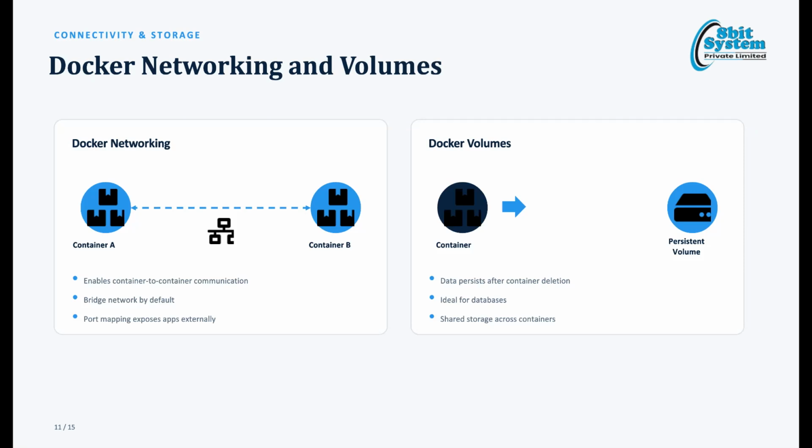Let's talk about two more important ideas: networking and volumes. By default, each container is isolated and can't talk to others. Docker networking, usually through something called a bridge network, allows containers to communicate with each other, like a web app talking to a database. Volumes solve a different problem. Since containers can be deleted at any time, volumes let you store data separately, so it stays safe even after the container is gone.